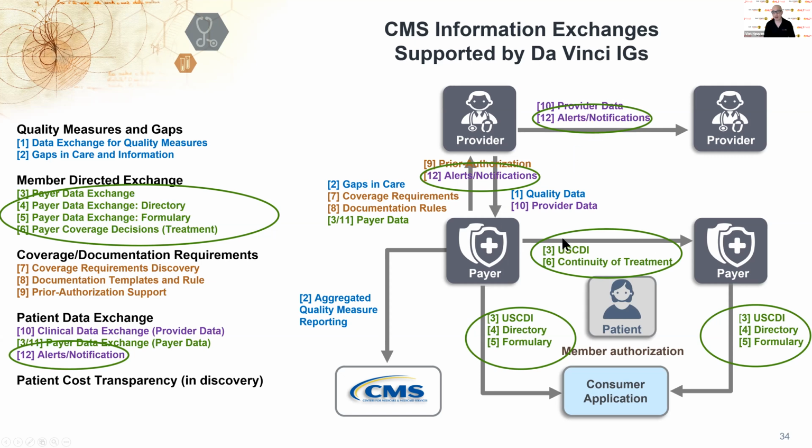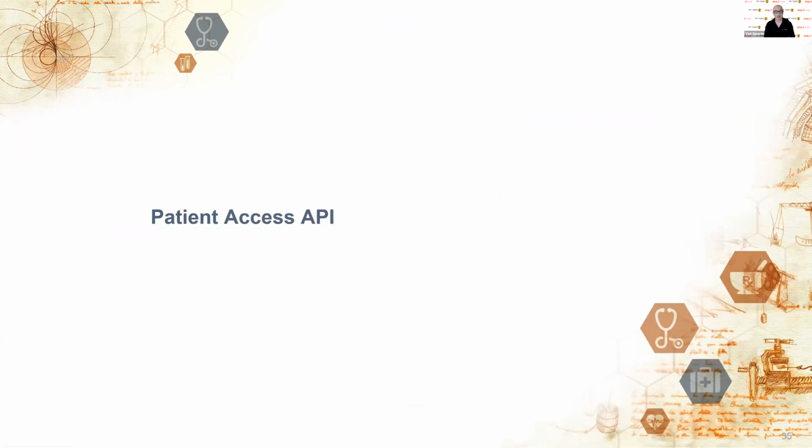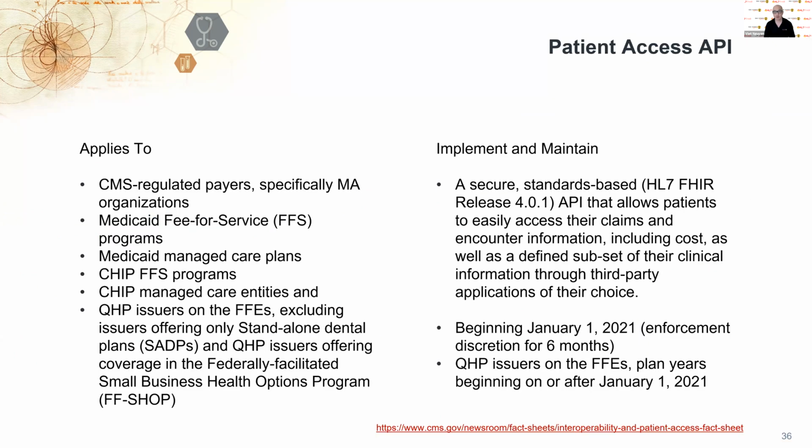From payer to payer, we use the US Core data for interoperability and the US Core resources for continuity of treatment. And then between payers with a member authorization in the center of that will be the directory and the formulary implementation guides. So the remainder of this is really focused on the patient access APIs. They will be using the FHIR US Core resources and really affect the CMS regulated payers.